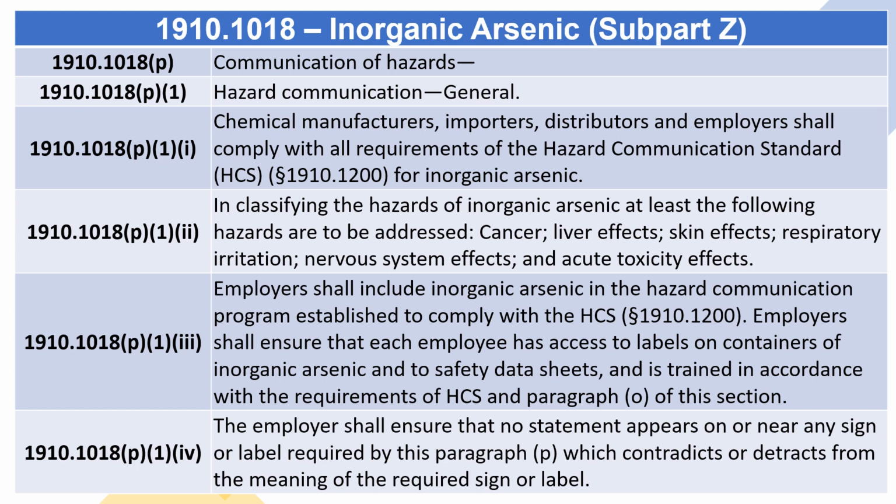Employers shall include inorganic arsenic in the hazard communication program established to comply with the HCS, Section 1910.1200. Employers shall ensure that each employee has access to labels on containers of inorganic arsenic and to safety data sheets, and is trained in accordance with the requirements of HCS in paragraph O of this section. The employer shall ensure that no statement appears on or near any sign or label required by this paragraph, P, which contradicts or detracts from the meaning of the required sign or label.